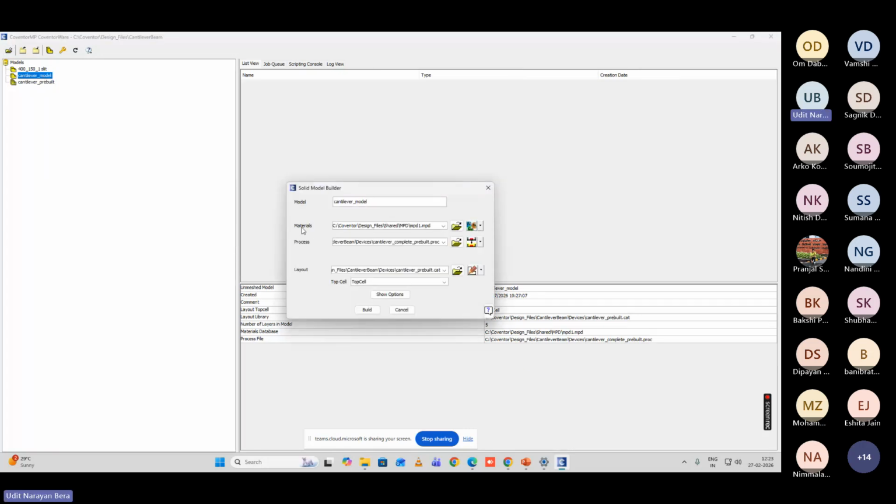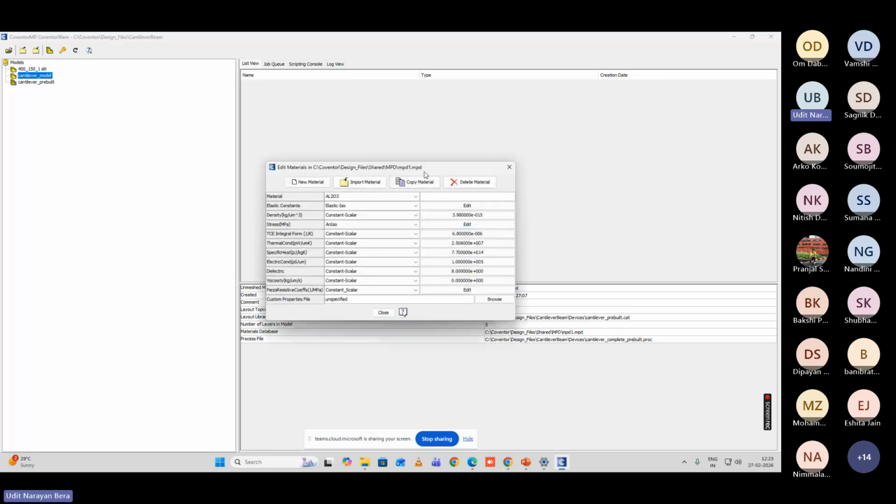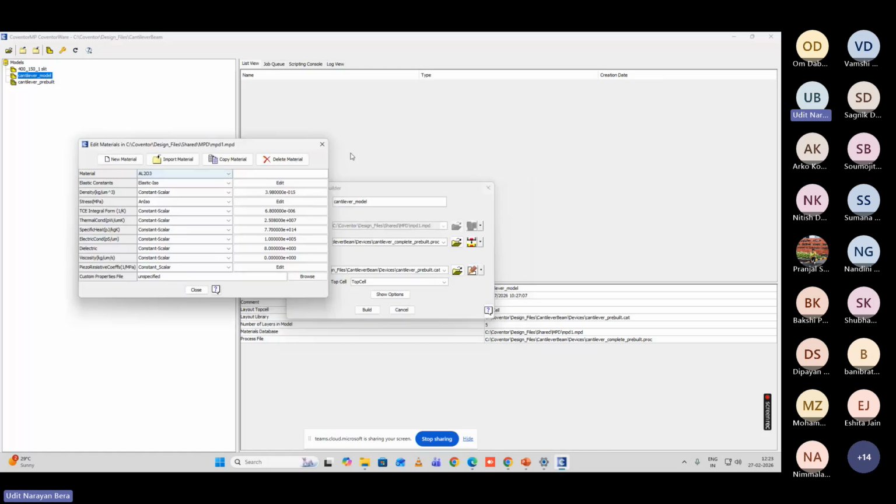First of all, first is material. So here you can see that we have a lot of material options, but let me show you how it looks. From here in CoventorWare, you have the material database, like there are aluminum nitride, silicon, PZR. There are many materials available, and their properties like density, stress, piezoresistive coefficient, and everything is mentioned here. So you can use any material from here.